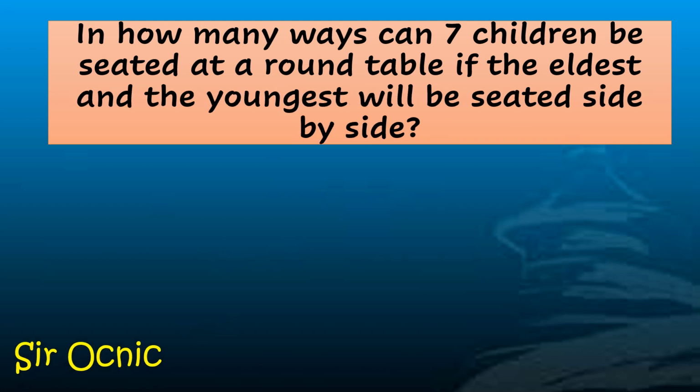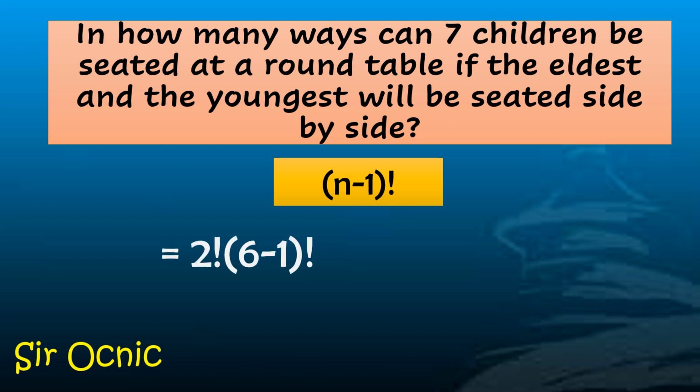In how many ways can 7 children be seated at a round table if the eldest and the youngest will be seated side by side? In this problem, the eldest and youngest are seated side by side. They will be treated as one, but their positions can be interchanged. So using n minus 1 factorial, we will have 2 factorial times the quantity 6 minus 1 factorial. Again, it is 6 because the eldest and the youngest are treated as 1.